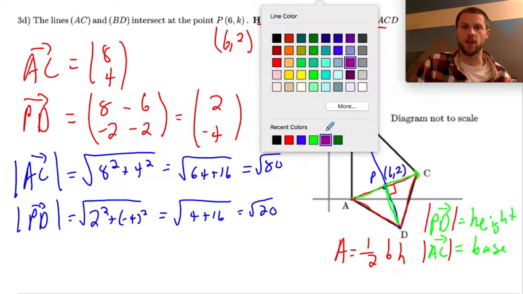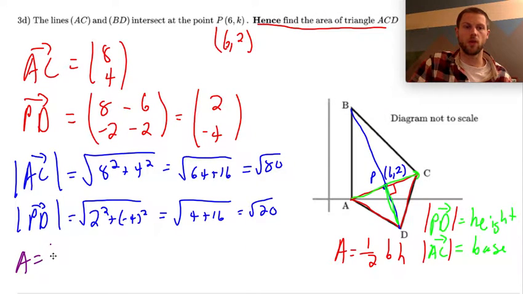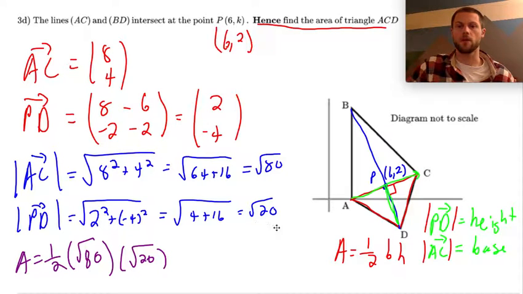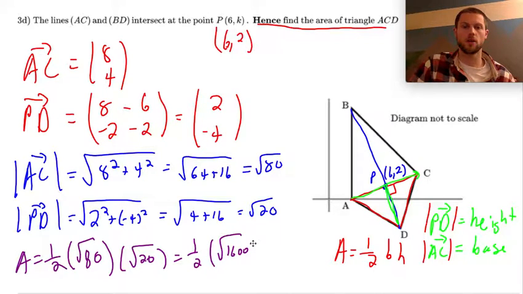And then finally, to find the area, I need to take 1/2 of the base, and we said the base is AC, or the magnitude of AC. So let's take this square root of 80 times the square root of 20, since PD is my height. And if I multiply this together, I get 1/2 times the square root of 1600. And just so happens that the square root of 1600 is equal to 40. So this is 1/2 of 40. So the area is equal to 20 square units.